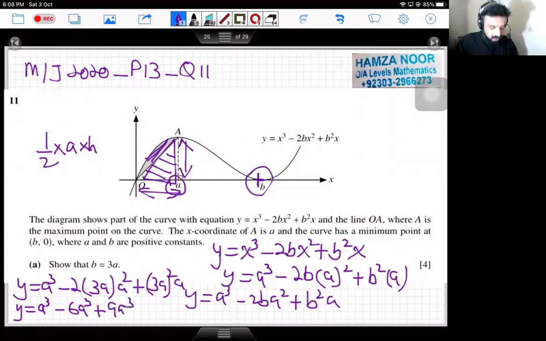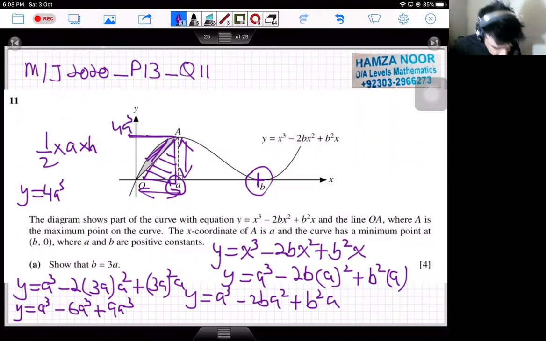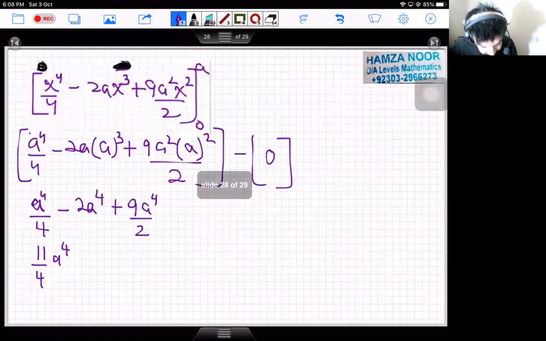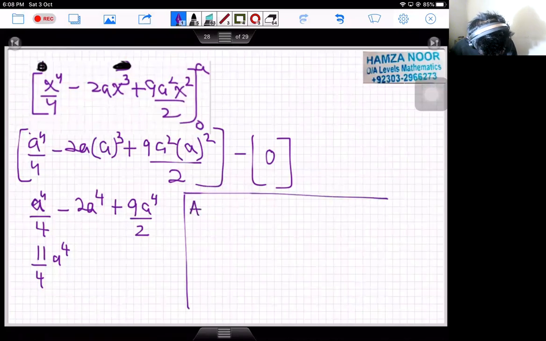Now this can be simplified in terms of a completely. 1 minus 6 plus 9, this is 4. y is equal to 4a cube. So the y coordinate of the point A in terms of a is 4a cube. Now we can say that the height of this triangle is 4a cube. So in place of height, I will write 4a cube. So finding the area of the triangle, what is the name of the triangle? Just write it down.